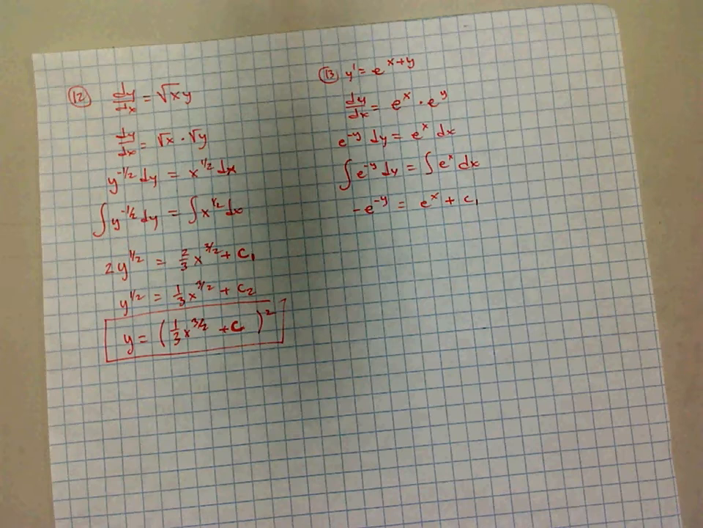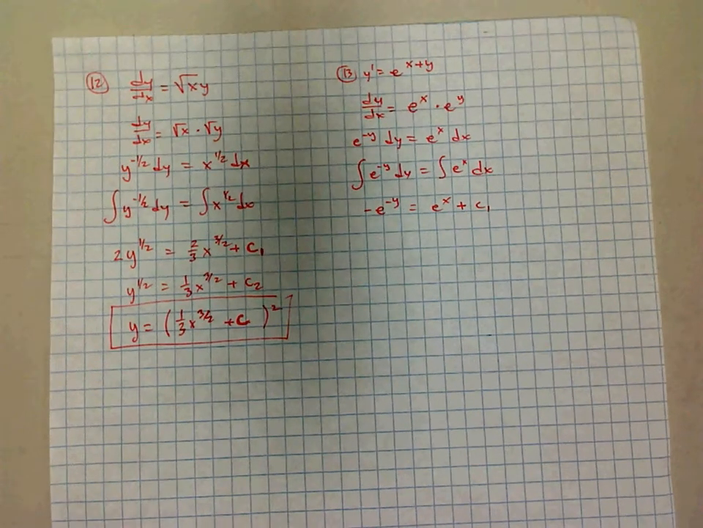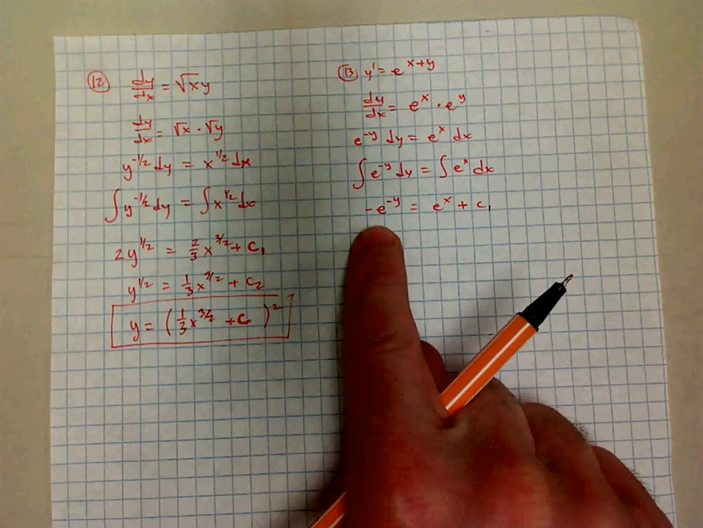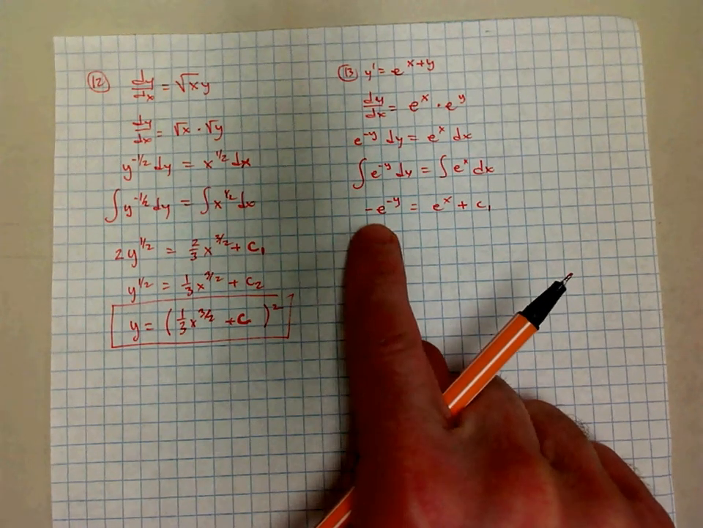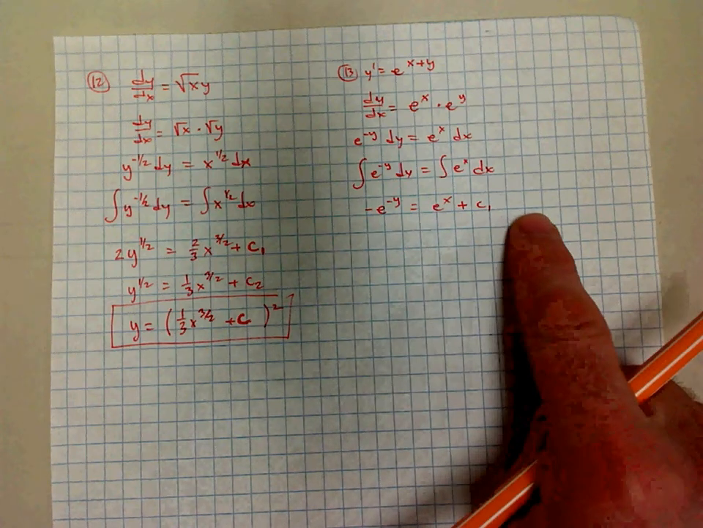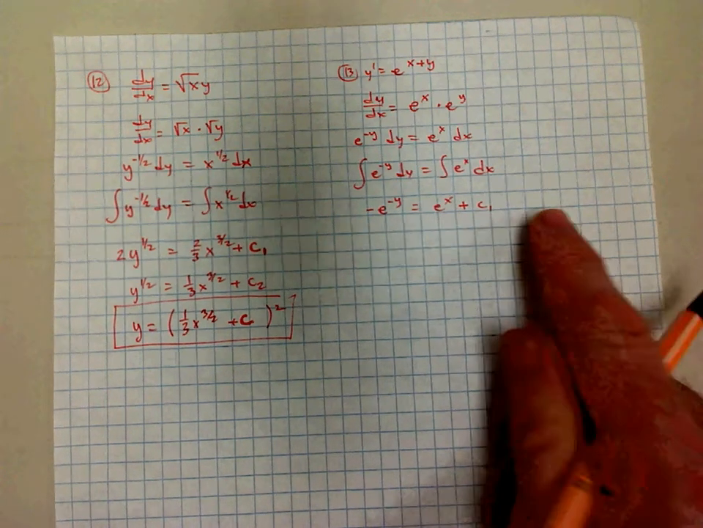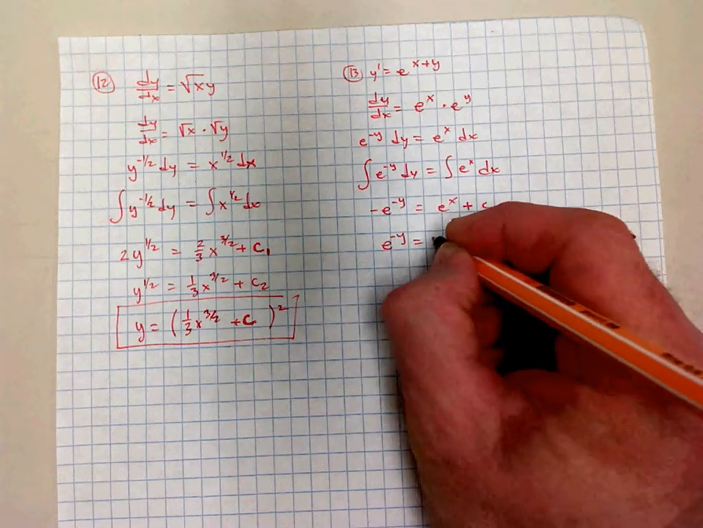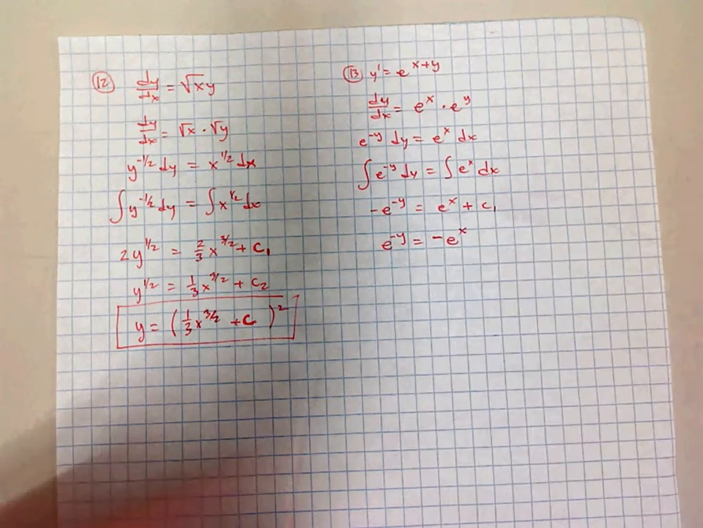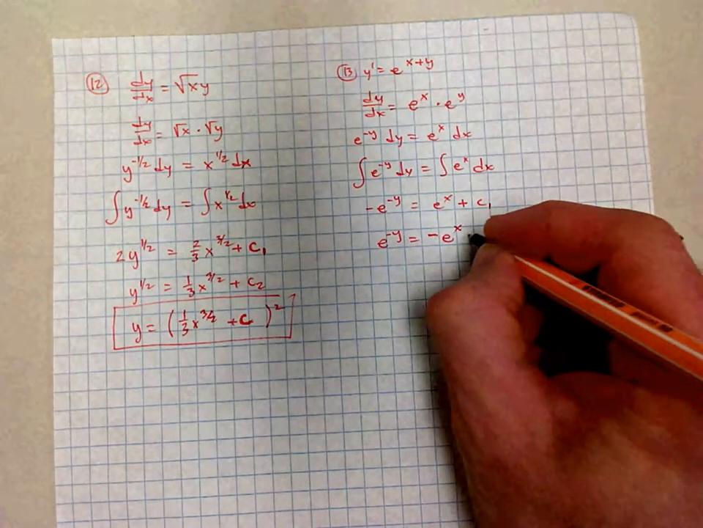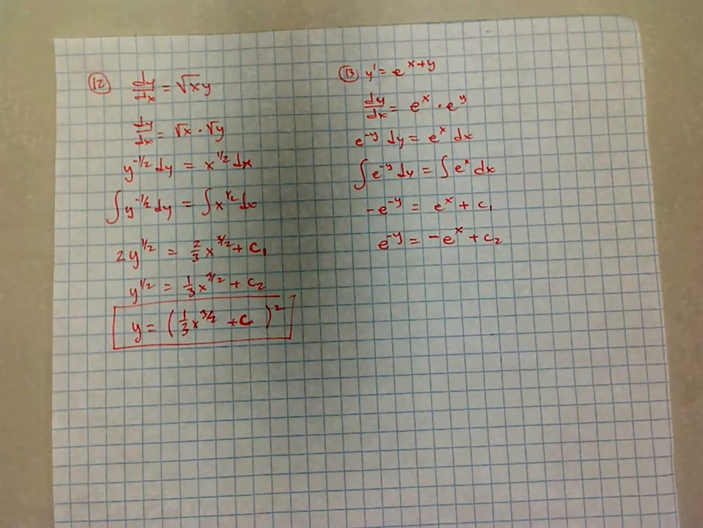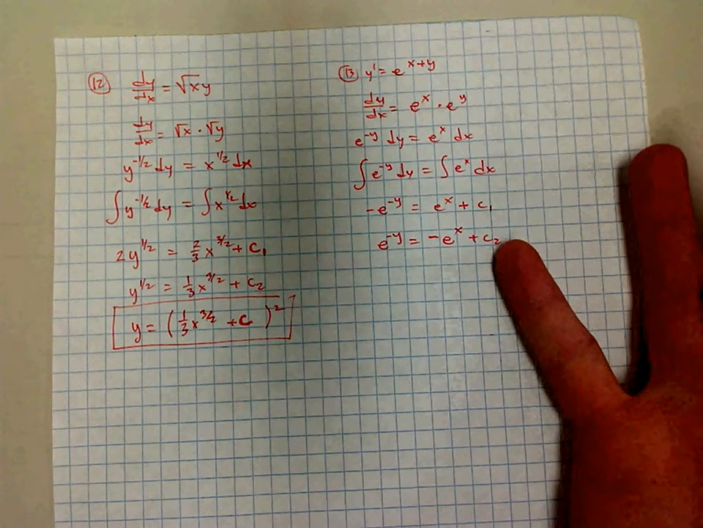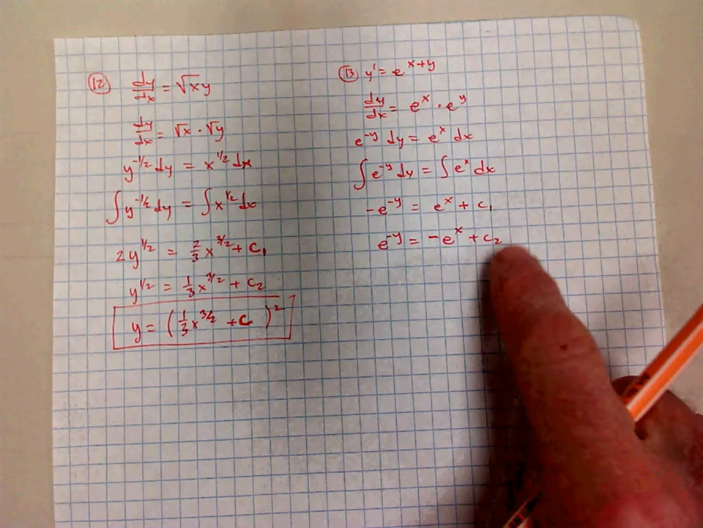Okay. Then, to get y by itself, let's get rid of this negative. So we'll multiply everything by negative 1 or divide by negative 1, doesn't matter to me. e to the negative y equals the opposite of e to the x, and then plus c2. I don't bother changing the sign there. This is going to be some constant. It's going to be a family of values. Just change it to c2. Don't worry about changing the sign there.